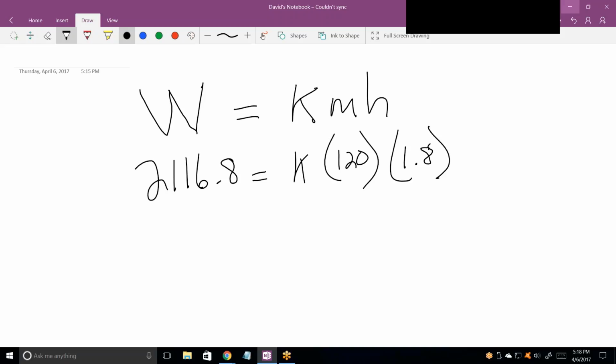But then the blank is lifted 1.8 meters. The work is 2,116 joules. That's a measurement of work. And now we can solve for K. Okay, so K is going to be this number.